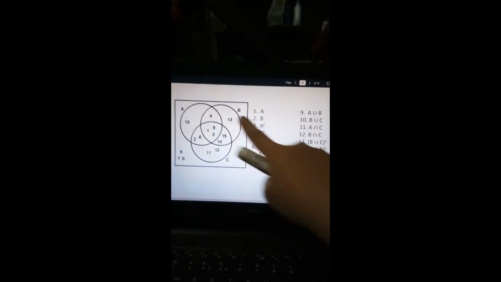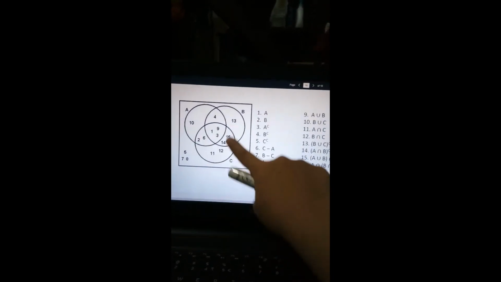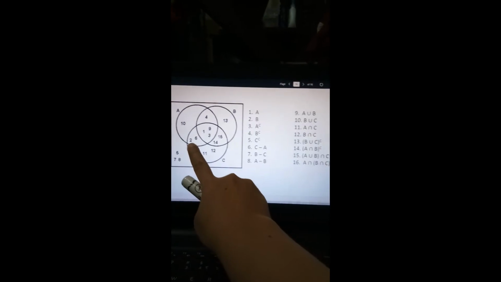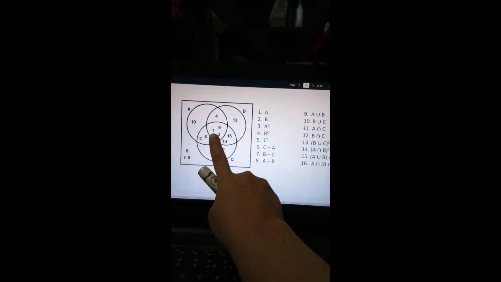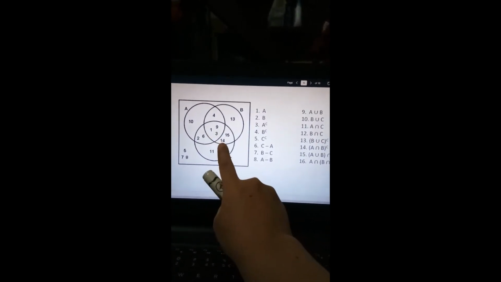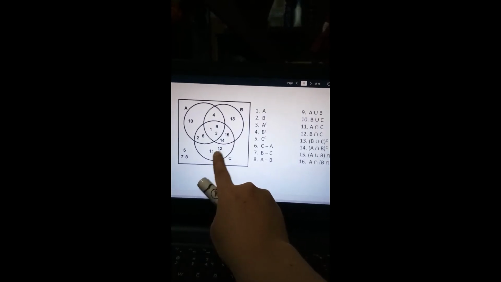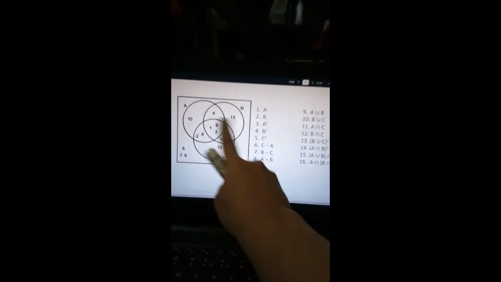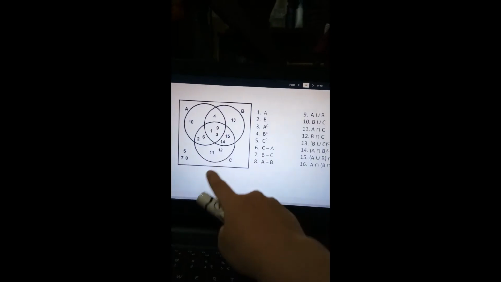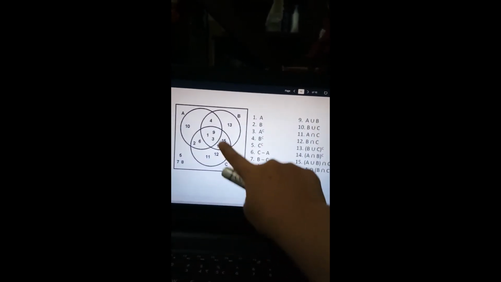B union C. So, B union C. Haba, diba? So, the answers are 2, 6, 1, 3, 9, 14, 15, 11, 12, and then 13. And 4, kung hindi ko pa na-mention. Okay? So, those are your B union C.